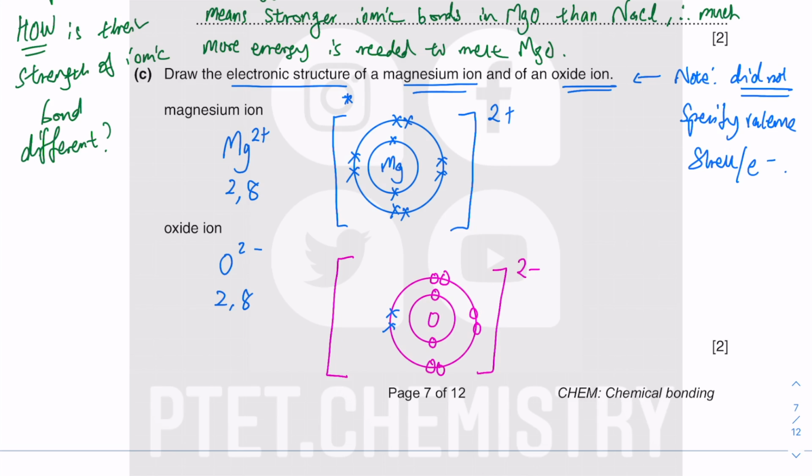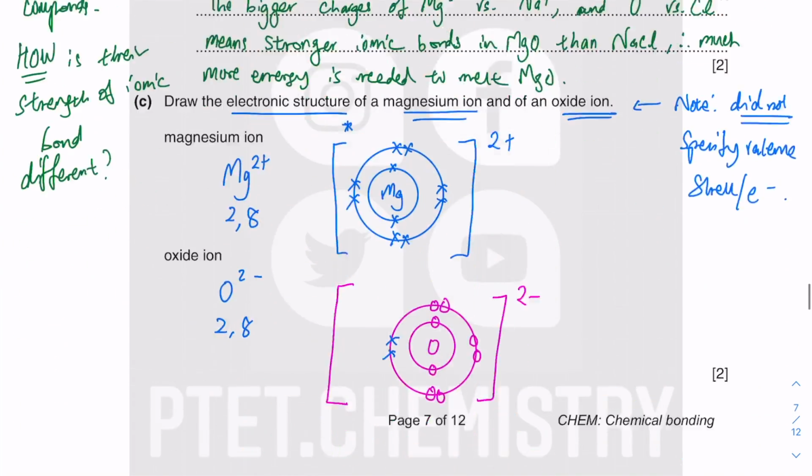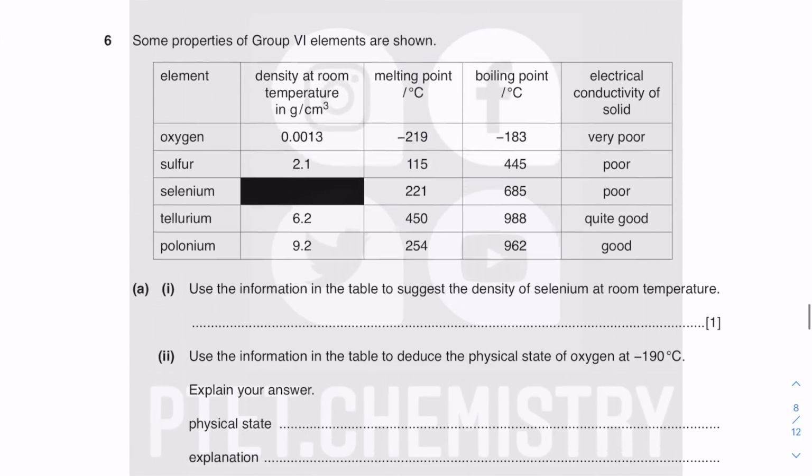The stoichiometry, meaning the ratio, the 2 plus charge cancels the 2 minus charge. That means I only need 1 of each. That's why it's Mg2+, O2-. That's why the formula for magnesium oxide is just MgO. Okay? And that's the end of that question.